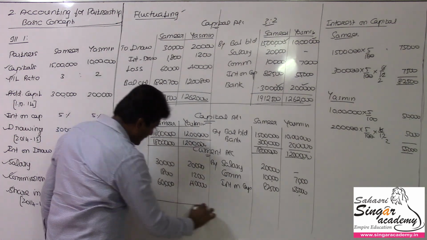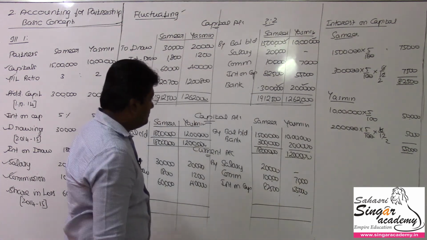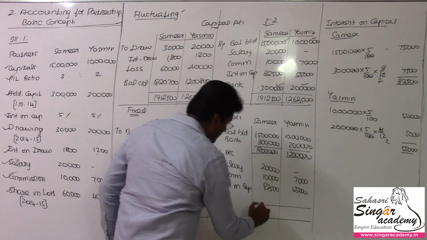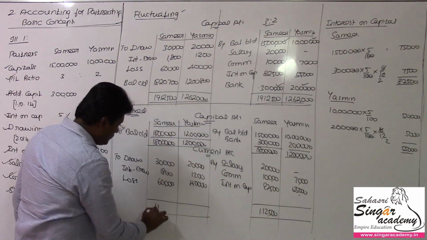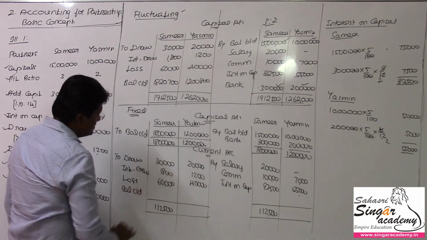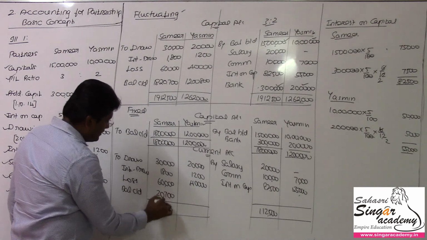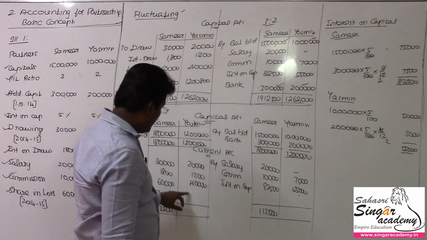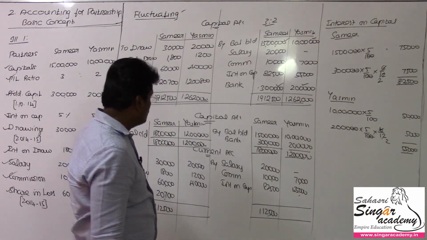If I tally this, I will get the balance here. Let's see here, 1,12,500. So here the total is 1,12,500. So the balance carried on for Samir is 20,700. We got the answer. Similarly for Yasmin, 40 plus 20, 61,200. There we have 62,000 rupees.